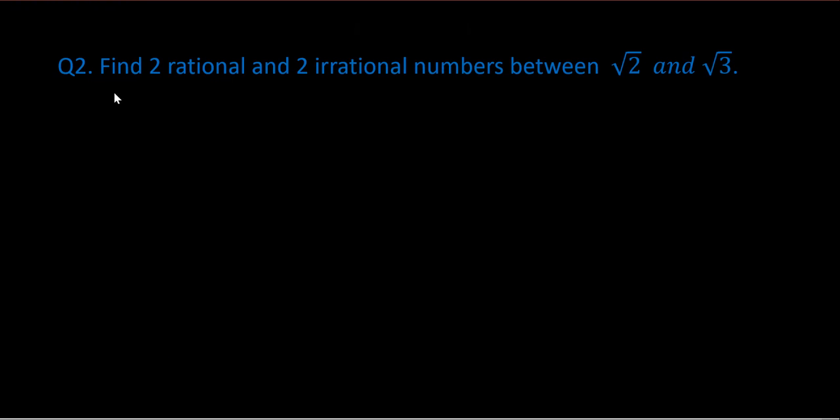Now we have to find two rational and two irrational numbers between root 2 and root 3. So here you can see root 2 and root 3 are irrational numbers. As the number is given in root, we have to convert it into decimal form. So it will be easy to find the rational and irrational numbers. So let us write root 2.